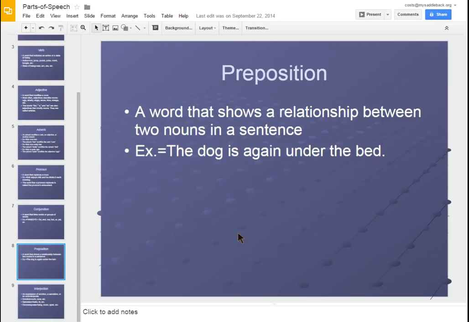A preposition is a word that shows a relationship between 2 nouns in a sentence. Example, the dog is under the bed. The preposition is the word under. It shows the relationship between the noun dog and the noun bed. Where is the dog in relation to the bed? The dog is under it. A preposition is anything you can be in relation to a cloud. You can be above a cloud. You can be within a cloud. You can be next to a cloud. You can be under a cloud. You can even be, perhaps if you're made of water vapor, of a cloud. Of is also a preposition.